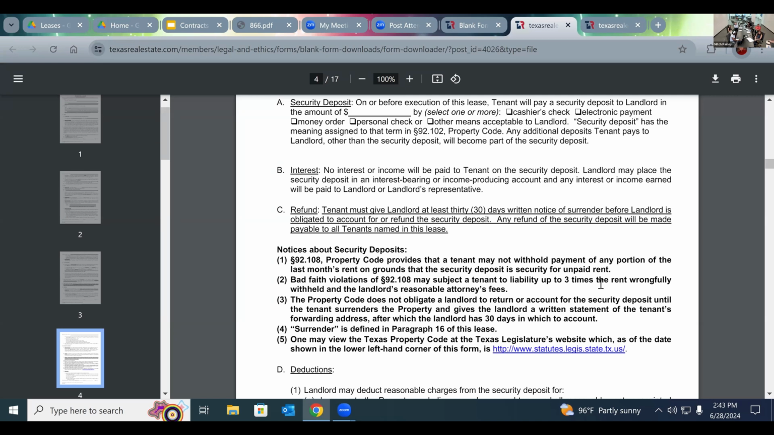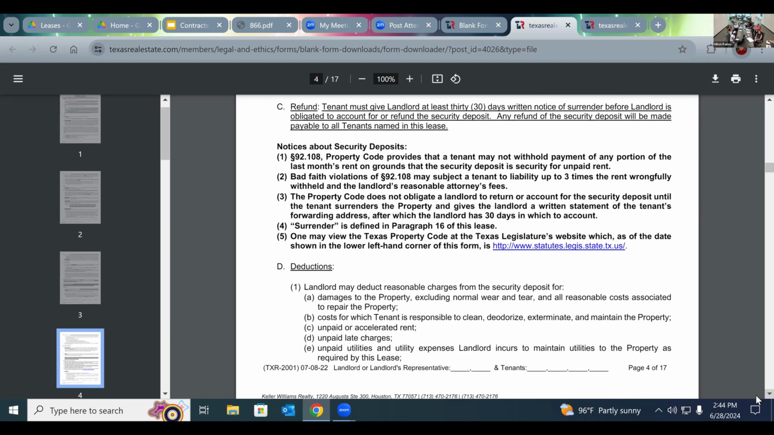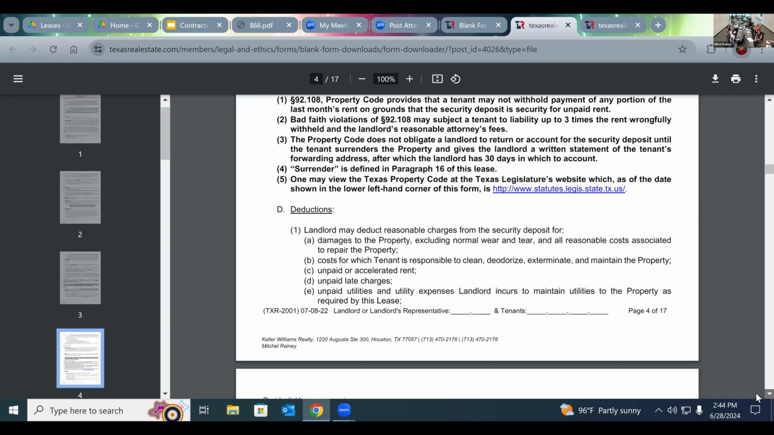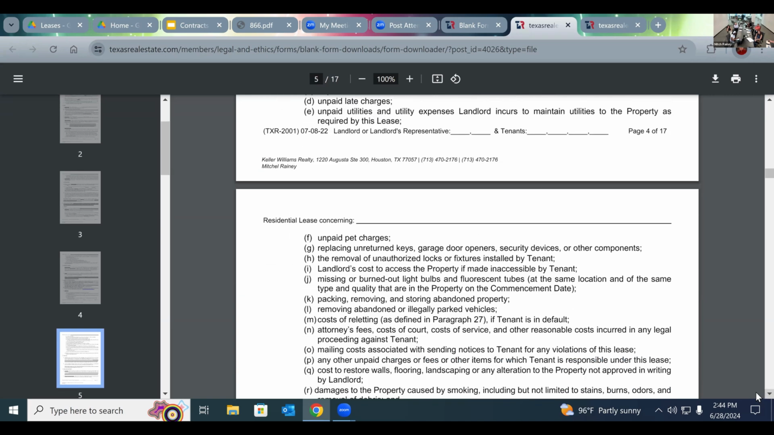And there are rules that go with giving back the security deposit. It's all covered in the property code and in that landlord tenant guide. Landlord may deduct reasonable charges for damages, except wear and tear, and that's why you have the pictures. Cost of tenant responsible cleaning, deodorizing, or exterminating. Unpaid or accelerated rents, unpaid late charges, unpaid utilities. In the late charges, it says the landlord can call the rents due. If they're late a couple of times, I say, okay, you need to pay me for the next 6 months up front.